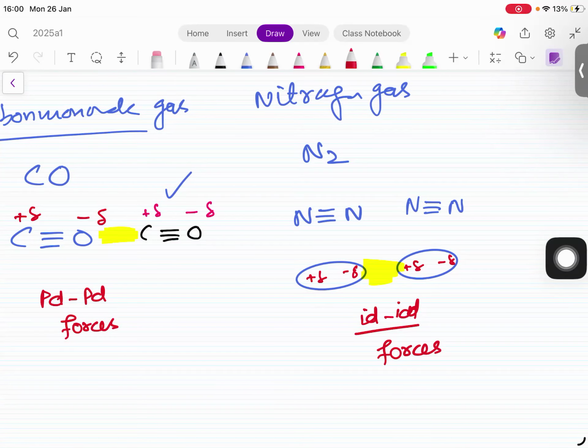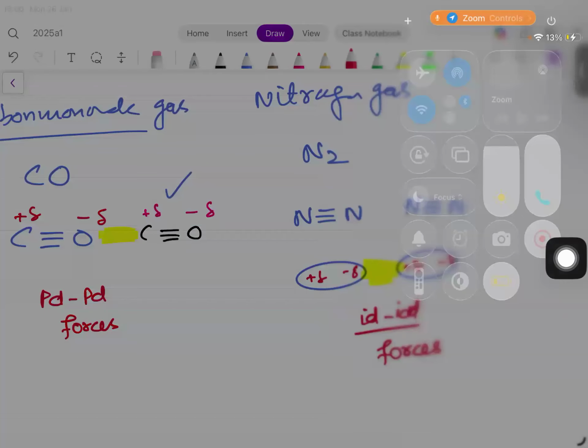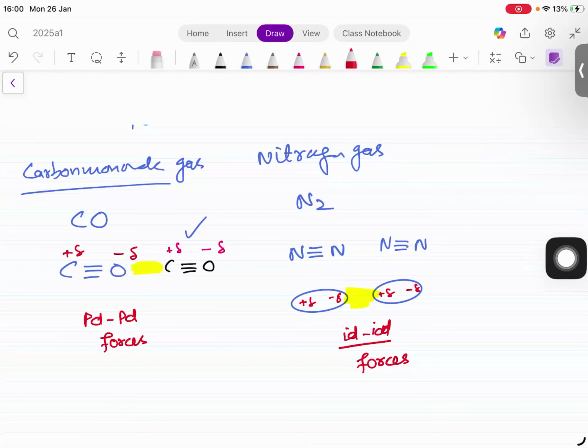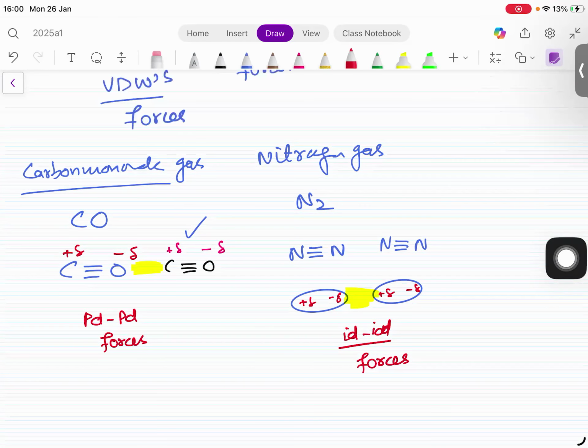Yes. What would be the full exact definition of a dipole if they ask in the exam? The charge separation that takes place due to the difference of electronegativity is known as bond polarity or polarity. Yeah, the same definition.